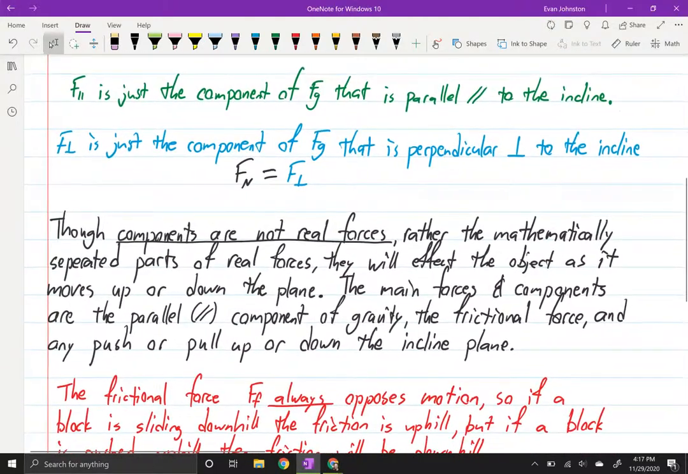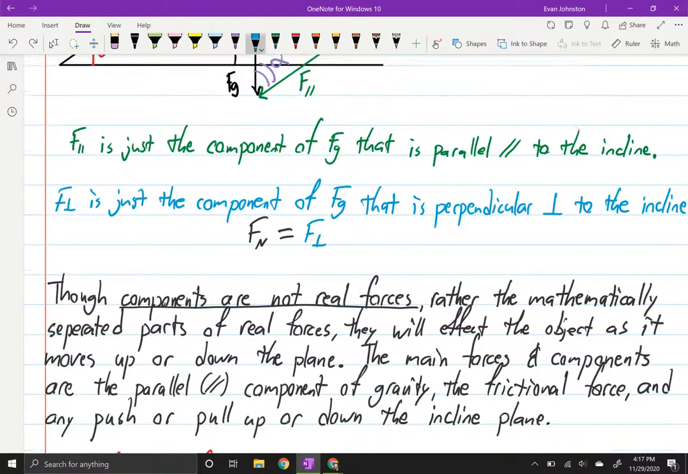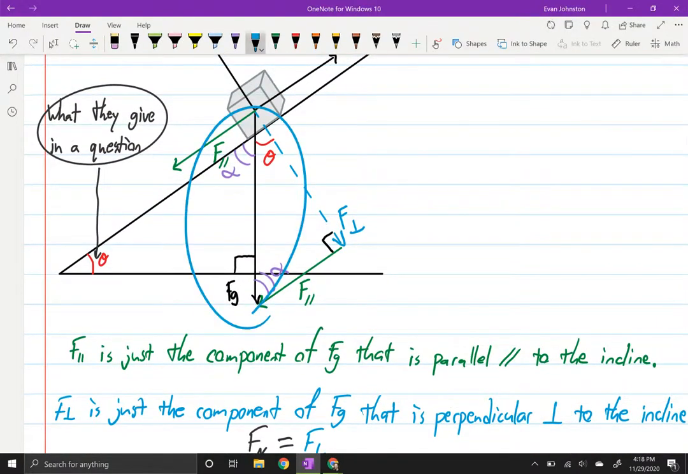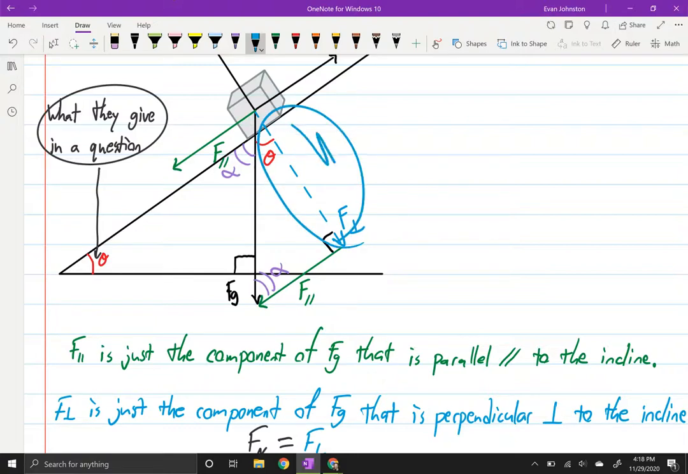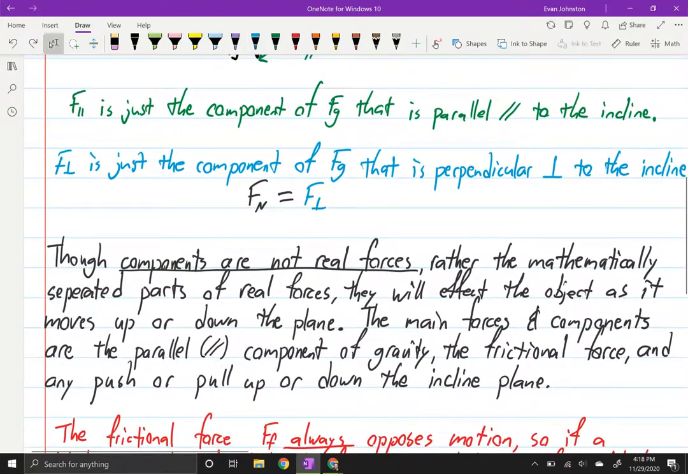Now, one thing I want to mention is components are not real forces. They are not. It's literally like an imaginary thing, because it's the portion of the real force. Gravity is only actually acting in that direction, down. But we can break it up into these components and then treat them as separate things. It's almost like there's a little force going straight down off the surface, and then there's a little portion going along down the slant instead. But these components are not real forces. Rather, they're mathematically separated parts of real forces. And though that's the case, they will affect the object as it moves up or down the plane.